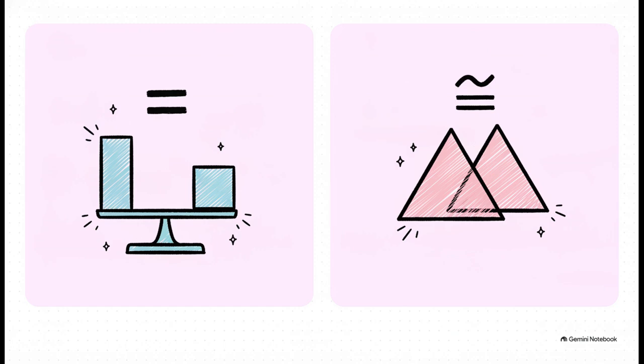But before we go spotting perfect clones, we've got to clear up a pretty massive misconception. In math, you're probably super used to the equal sign, but equality and congruency are not the same beast. Equality basically just means two things have the same measurement or value. Congruency, which gets that cool equal sign topped with a squiggly line, demands that two figures have the exact same shape and the exact same measurement.